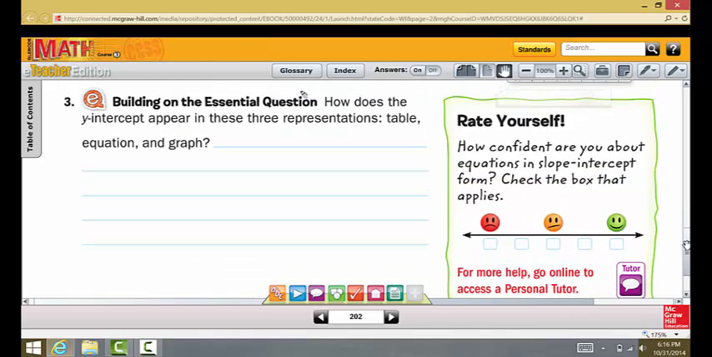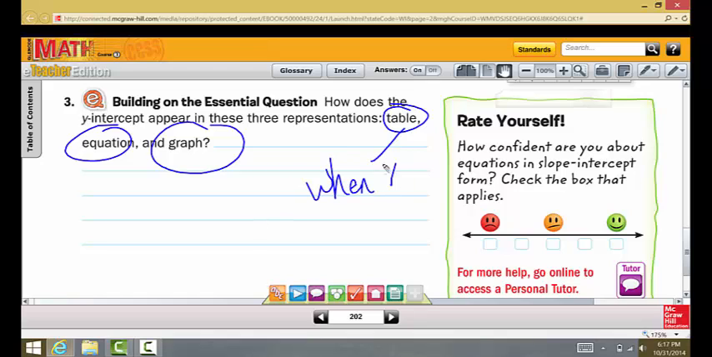And now lastly, building on the essential question, how does the y-intercept appear in these three representations? And we have a table, an equation, and a graph. In a table, it's when x equals 0. Okay, that is where your y-intercept is going to be when you have no x value.